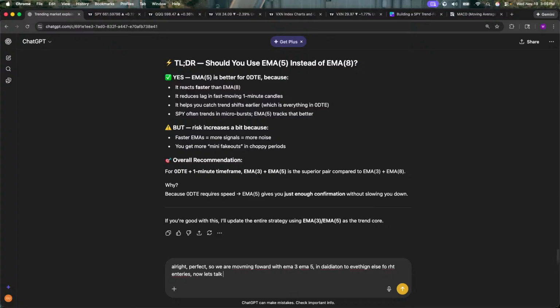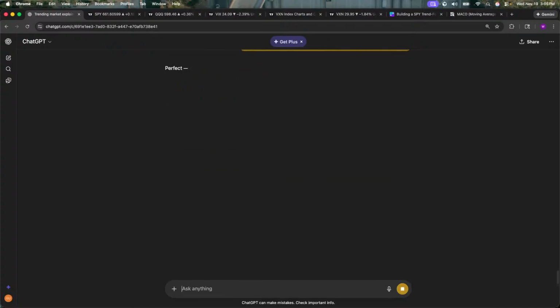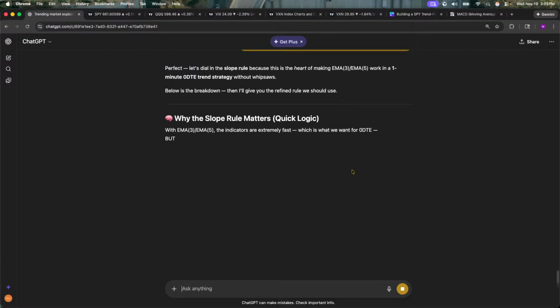Now, let's talk about the slope rule in a bit more detail before we discuss the other parts of this strat. So y'all getting it? We're slowly getting there.